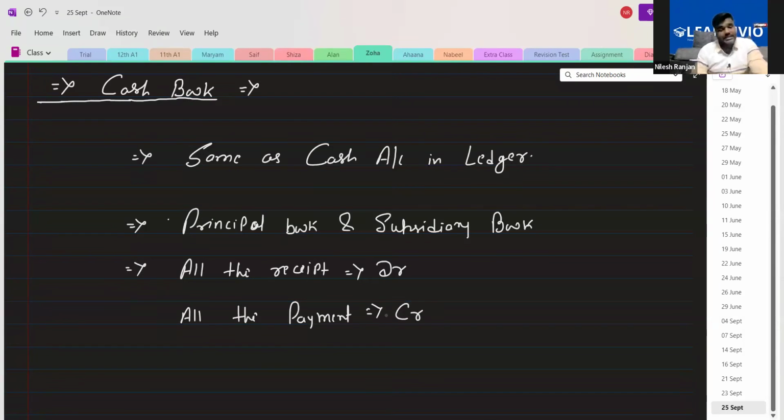So this is our cash book. It is very simple. If it is a single column cash book, then there is no issue. Only cash transactions will be recorded in cash book. All the receipts on the debit side, all the payments of cash on the credit side. Then we calculate the balance. Also, in cash account, the starting point is cash balance, and the ending point is also cash balance. Okay.